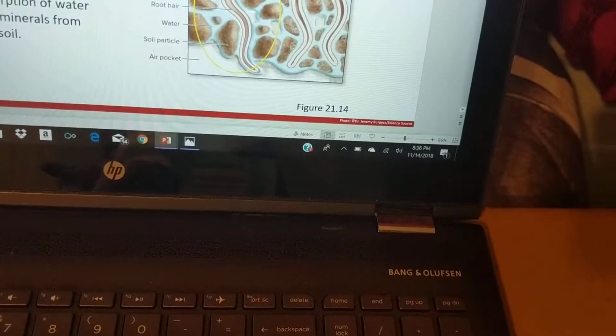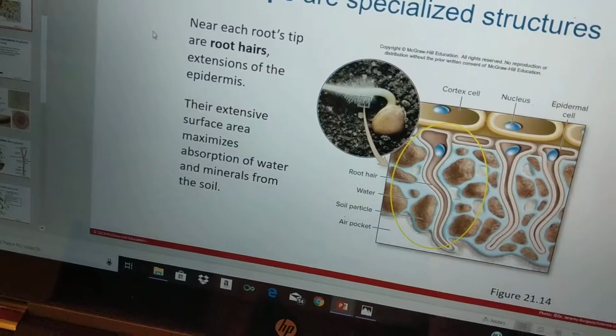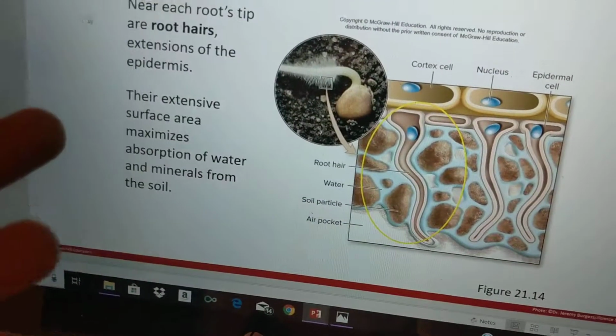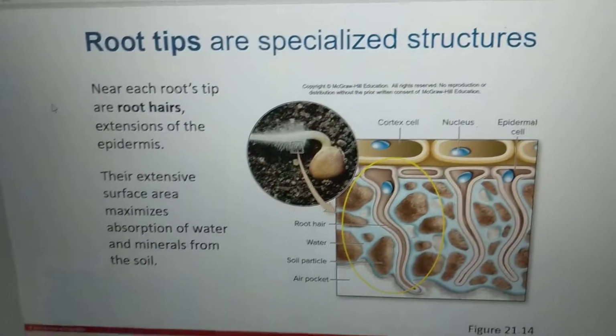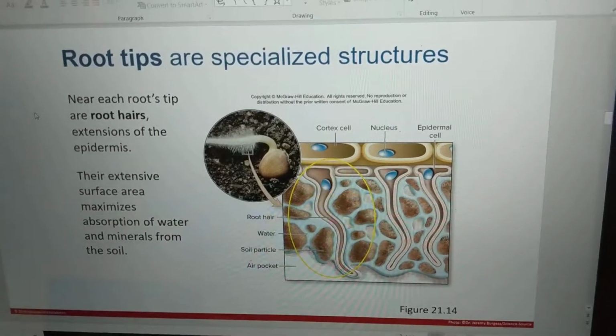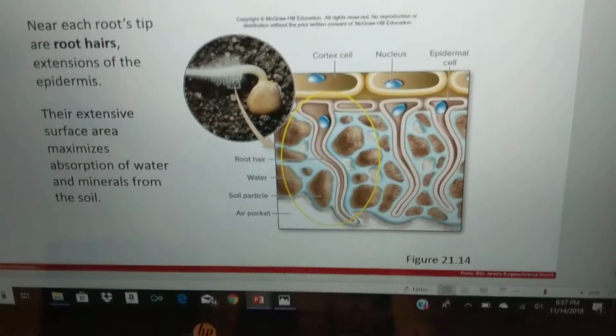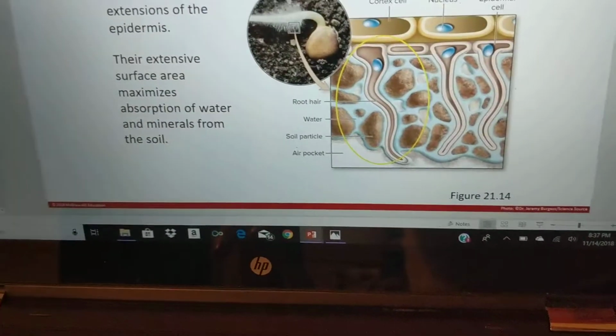Now, on the roots, there are these things called root hairs. You need to know what they do. Root hairs grow outside of the epidermis, and they're extensions from the epidermis. Their basic function is to increase the surface area so that the plant absorbs more water. It's basically to cover more ground.